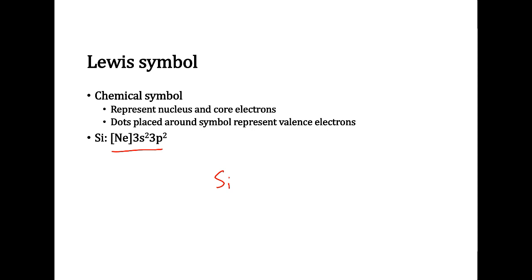Then we will place dots around that symbol to represent the valence electrons. Whenever we're drawing Lewis symbols and considering valence electrons, we're only considering electrons from the s and p orbitals. So here, silicon has 4 valence electrons.